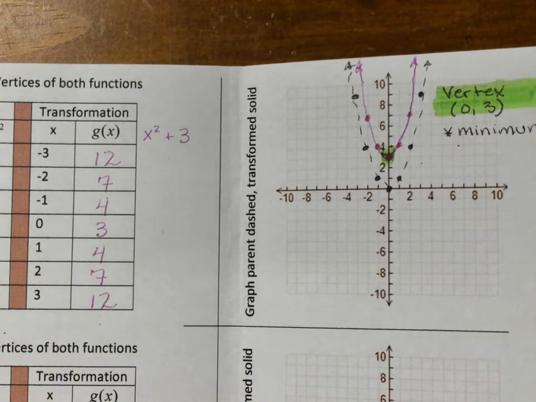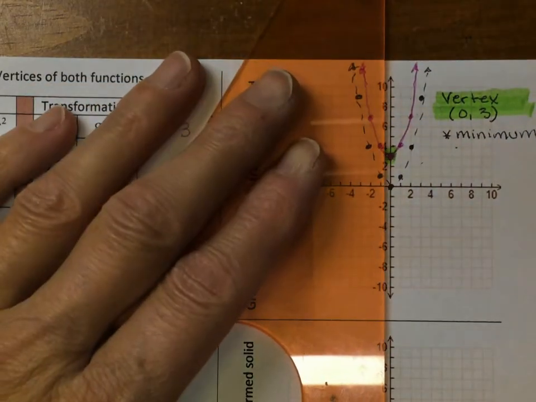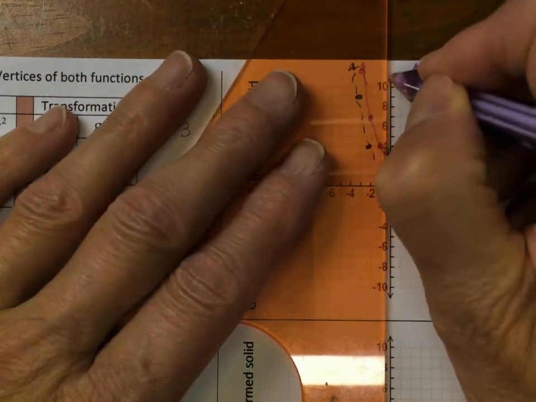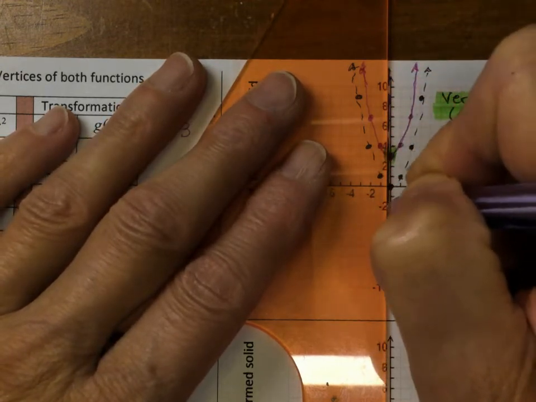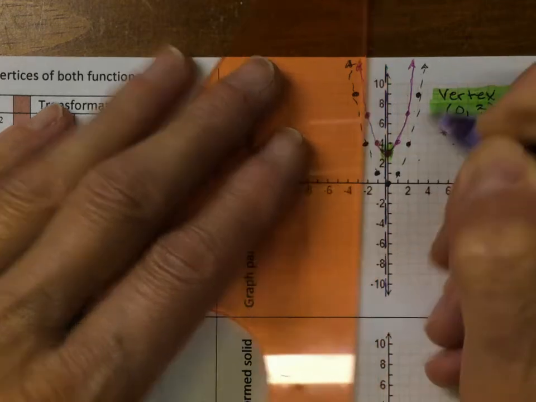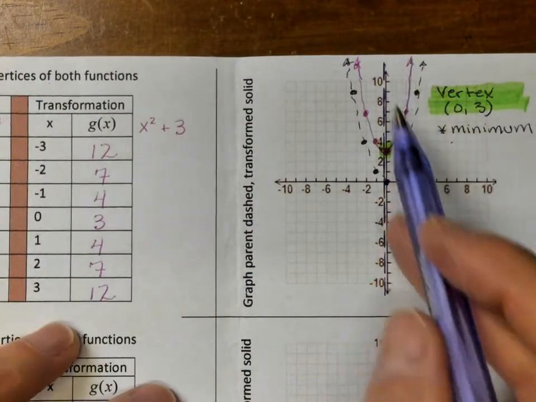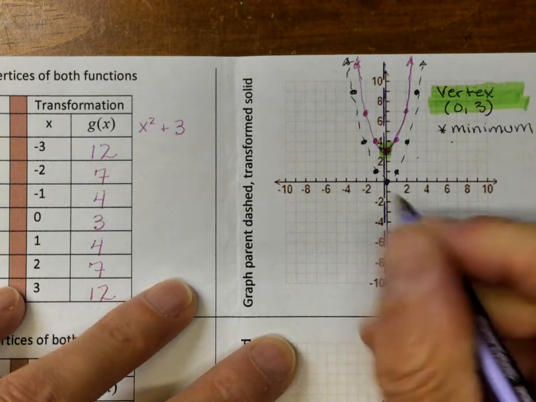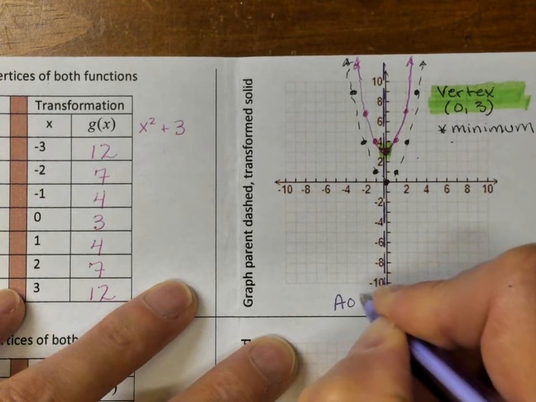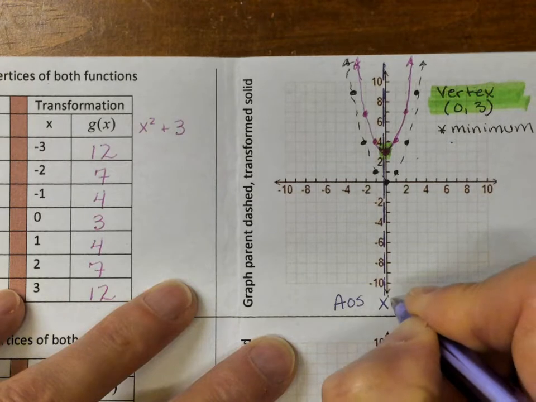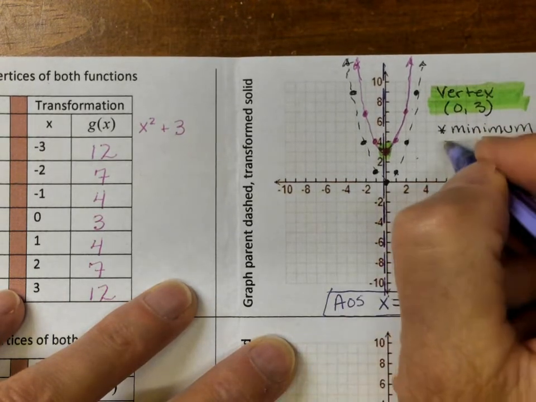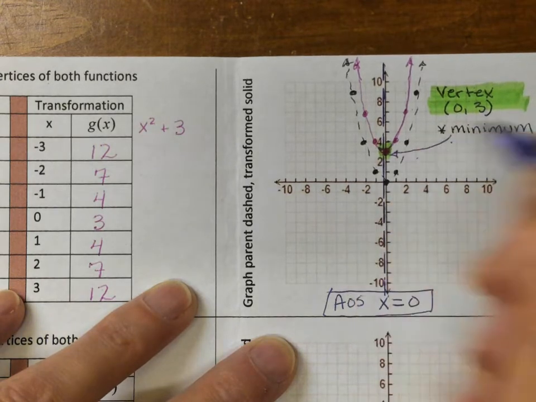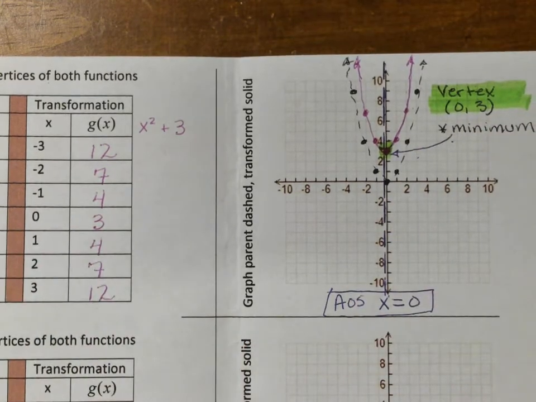Then the next thing that we're going to do is put in our axis of symmetry. So in this case, when I fold that parabola in half, my axis of symmetry is the same thing as my y-axis, which is, I'm going to put AOS, where x equals 0. So that's my axis of symmetry. This is my minimum at 0, 3.